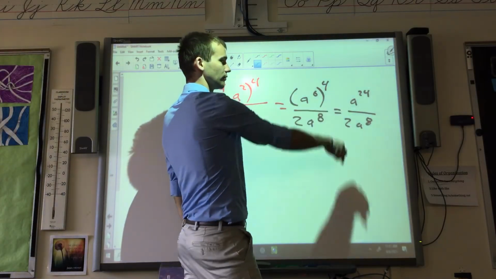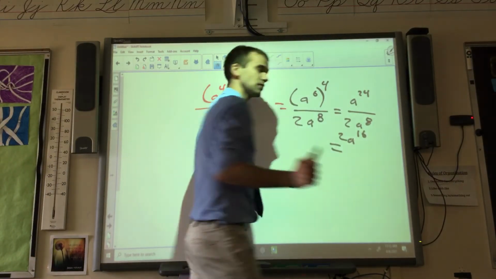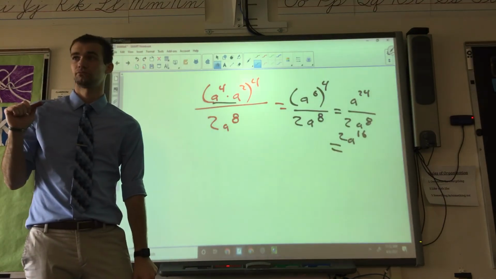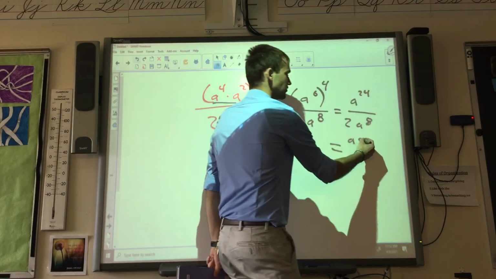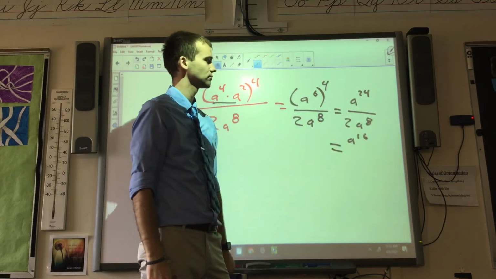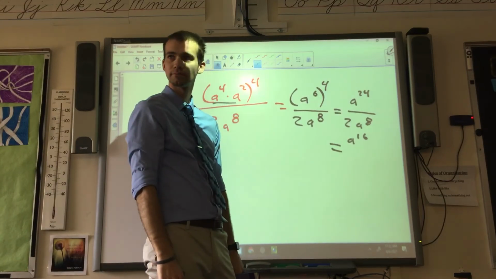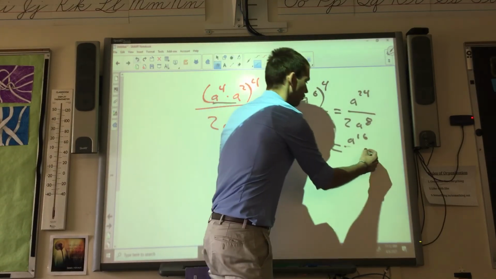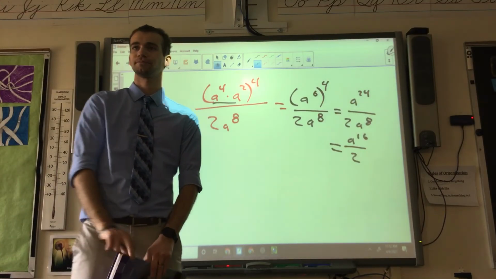Joe, 2a to the 16th? a to the 16th. 2a to the 16th? No. 3a to the 16th? I don't know. So a to the 16th is correct. But what about the 2? The 2 is on the bottom. Over 2. Yeah, over 2. So the 2 stays on the bottom. Okay.